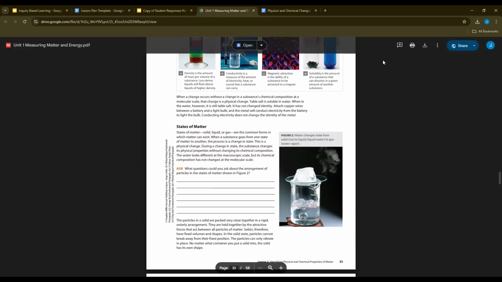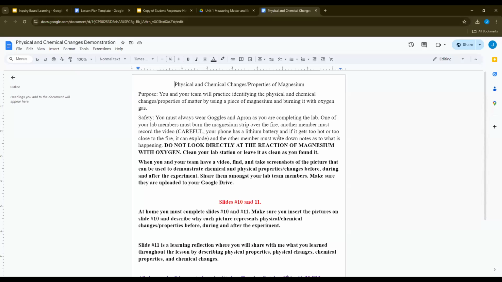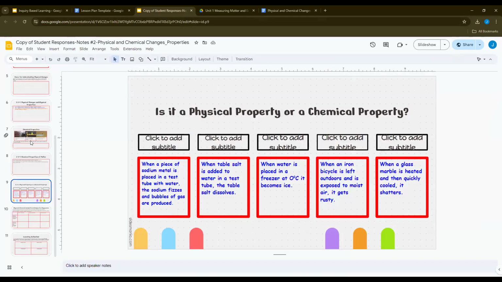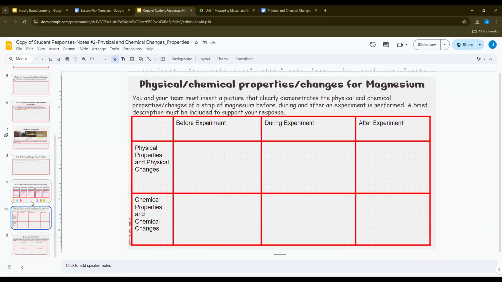So this is a great resource, and showing the students how to read a book, specifically a science textbook, is also very, very helpful. And this is the lab that I gave the students, which is a physical and chemical changes lab, or the properties of magnesium. I did require that the students record a video of what the reaction looked like, because slide 10 on their slide deck has them insert a picture and provide a reasonable explanation as to why the picture that they are submitting is either a physical change or a chemical change.